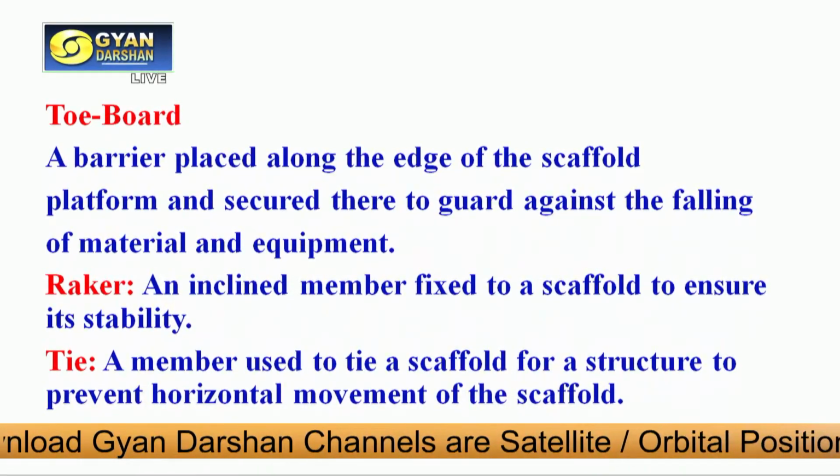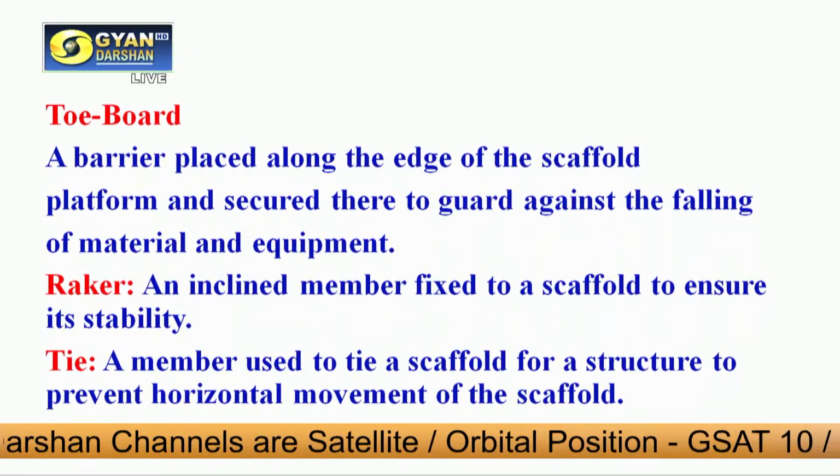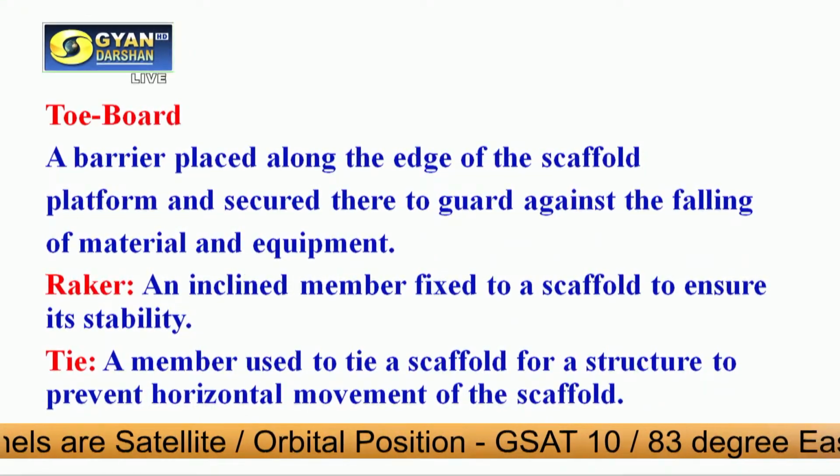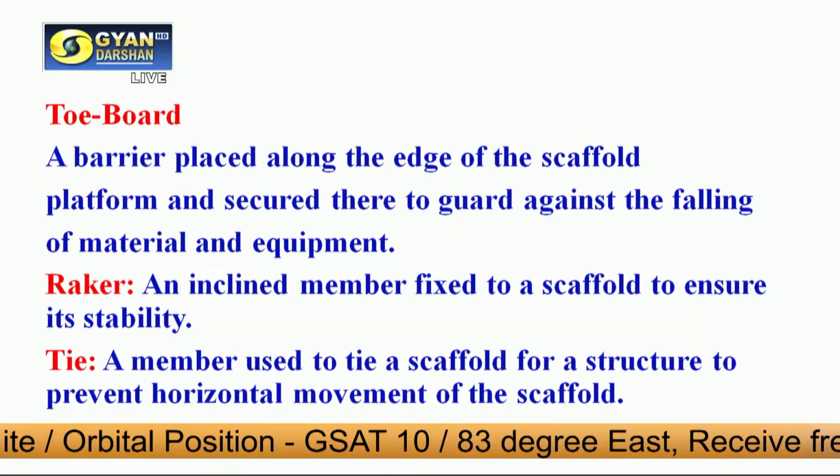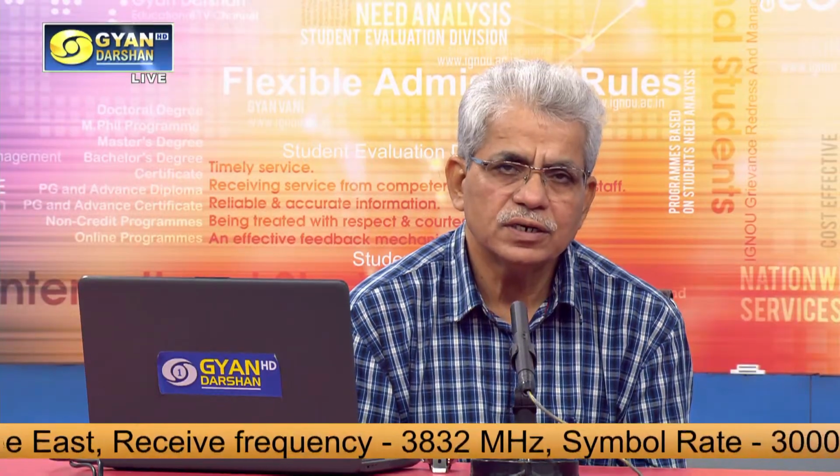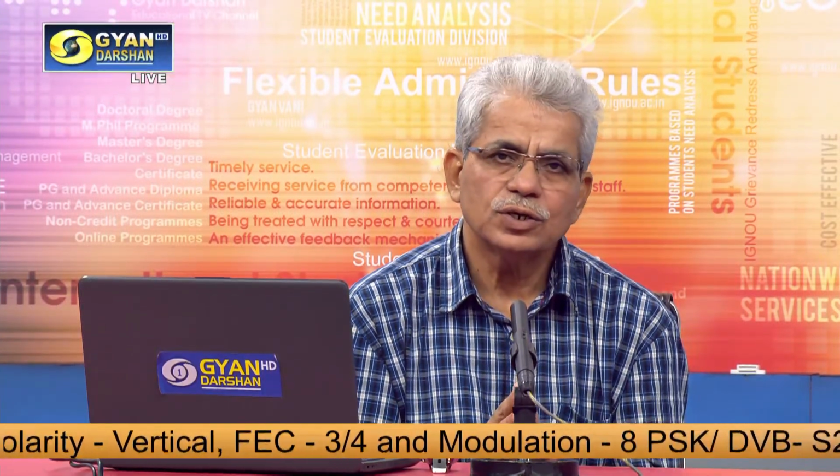Then ties, these are the members which are used to tie a scaffold to a structure to prevent horizontal movement of the scaffold. So here the purpose of the tie is to avoid any horizontal movement of the scaffold. So it keeps the components of the scaffold in place. There is no movement in the components of the scaffold. So this is the purpose of the tie.